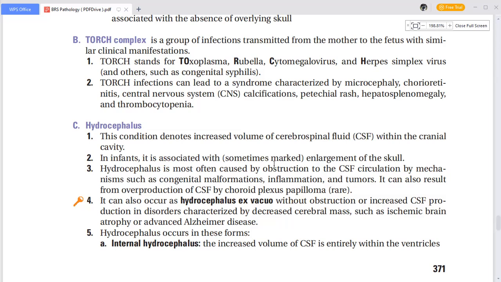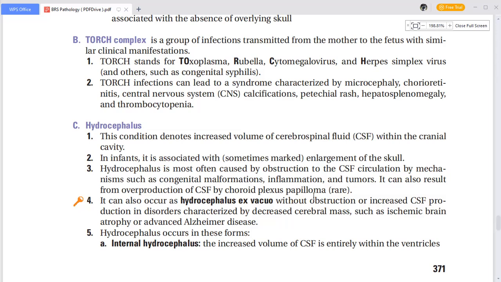Sorry, the one that is caused by overproduction or reduced absorption is called communicating, because CSF is communicating. It can also occur in hydrocephalus ex vacuo. In ex vacuo hydrocephalus, there is no obstruction and no increased production, but it occurs in disorders characterized by decreased cerebral mass, such as ischemic brain atrophy or advanced Alzheimer's disease.